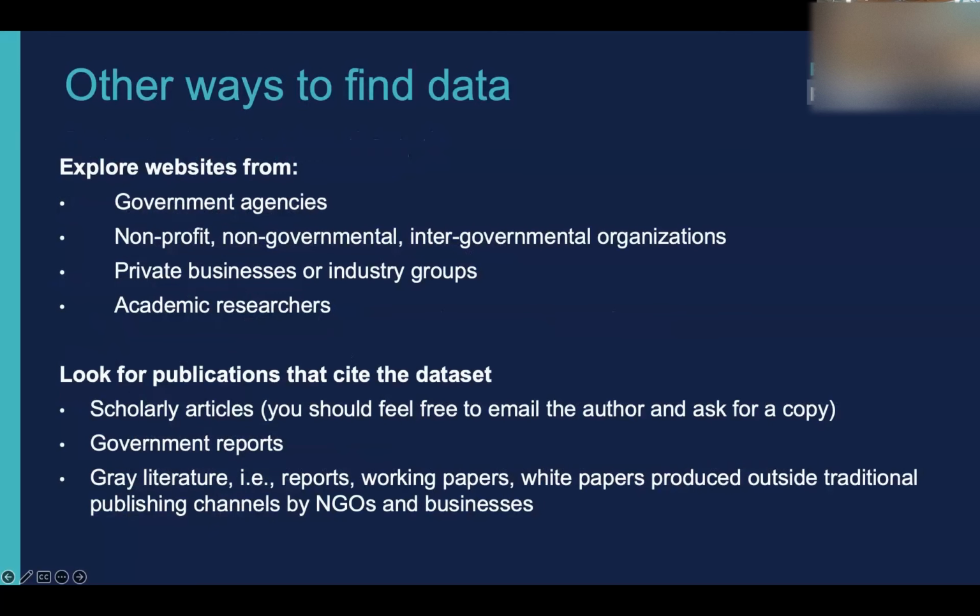Other ways you can find data: start poking around websites, go deep. Government agencies, NGOs, private businesses or industry groups, other academic researchers. If you're reading a scholarly article and you can't find their data set, you're in grad school, you should feel free to email the author and ask for a copy of their data set. And if they've done it well, they should be able to track it down easily and send it on to you. There are government reports, or what we call gray literature: reports, working papers, white papers, produced outside traditional academic publishing channels by NGOs or trade associations and businesses.